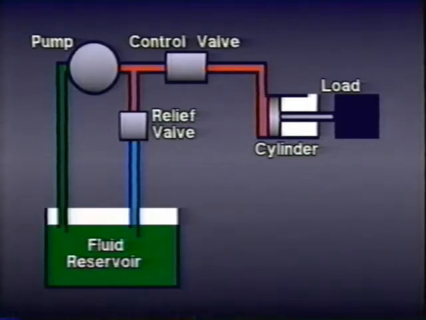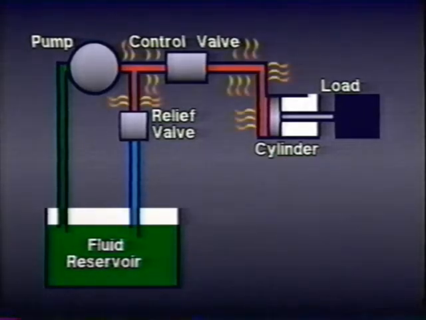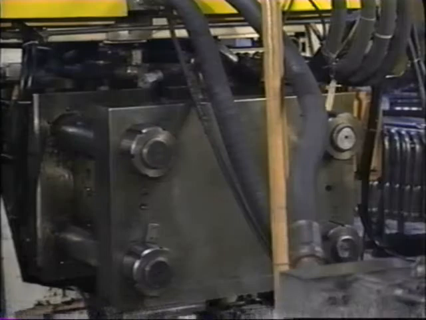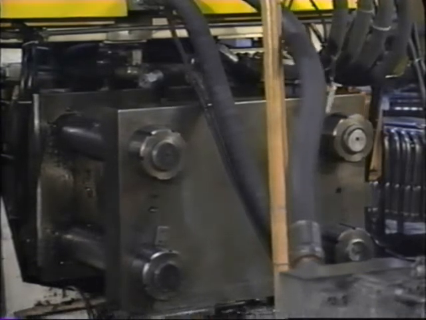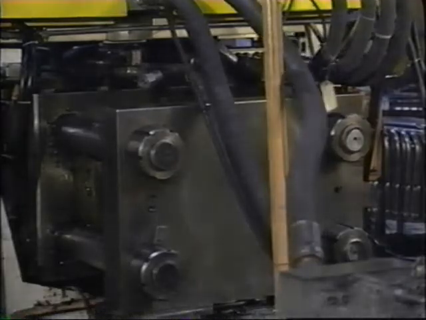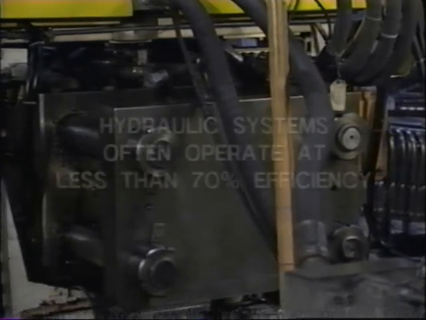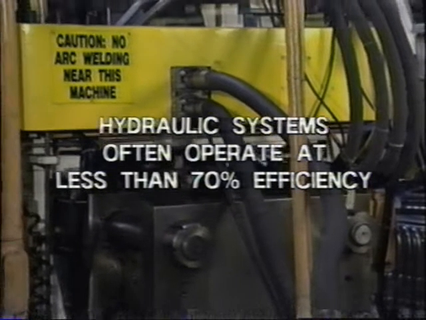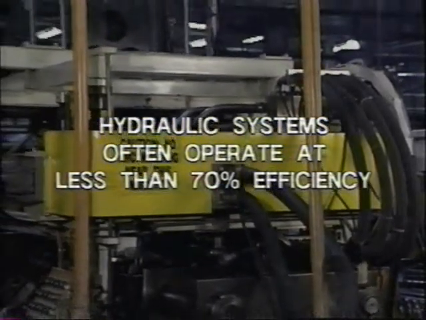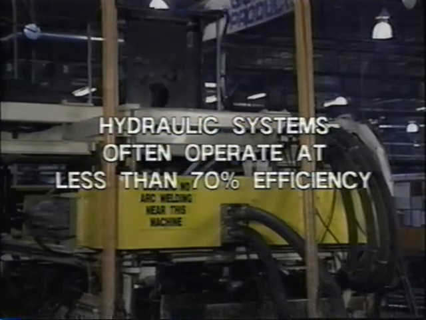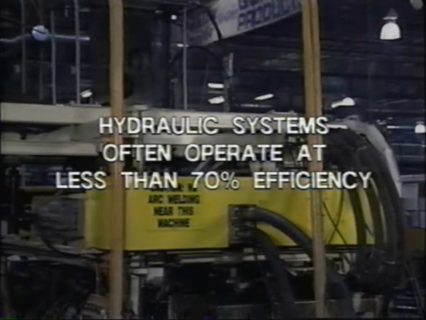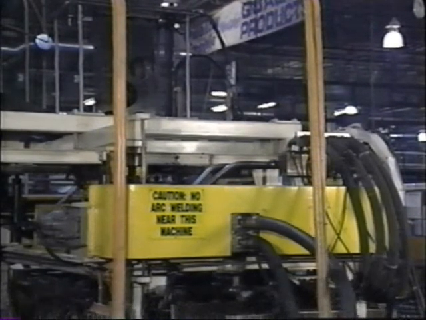As the pressurized fluid moves through the hoses, some of its working energy is converted to heat energy because of friction. The energy lost due to friction prevents any hydraulic system from operating at 100% efficiency. Often, an industrial hydraulic system will operate at less than 70% efficiency. That means if we put in 10 horsepower, we get out less than 7, with most of the missing 3 horsepower having been lost to friction throughout the system.